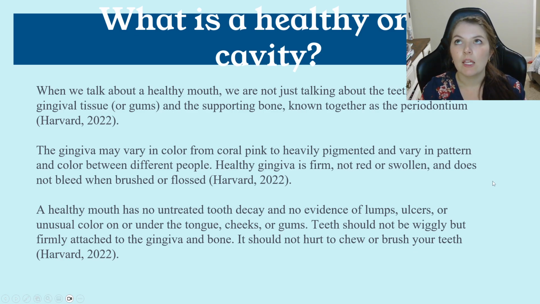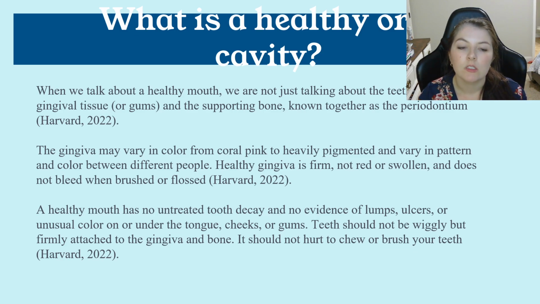So what is a healthy oral cavity? When we talk about a healthy mouth, it's important to understand that oral health extends beyond just the teeth. A truly healthy mouth includes not only the teeth, but also the gingival tissue, the gums, and the supporting bone structure, which together make up what we call the periodontium. This all holds our teeth in place.